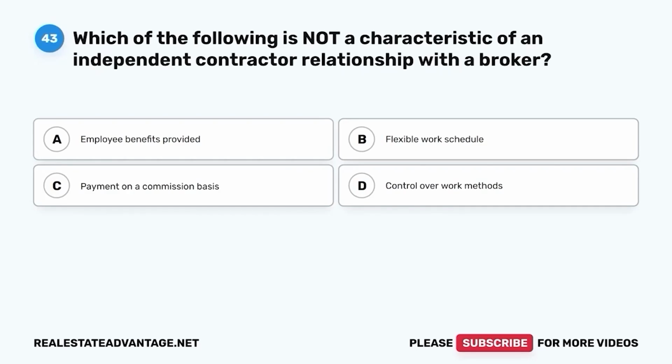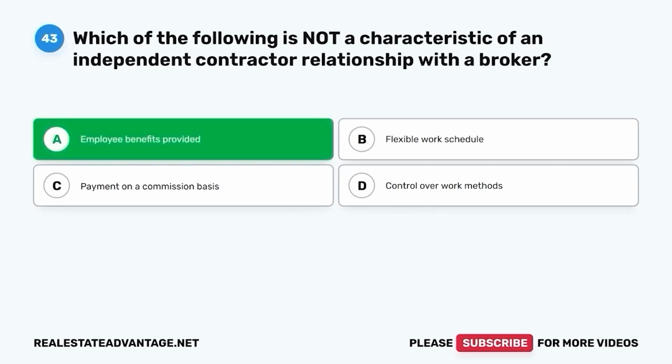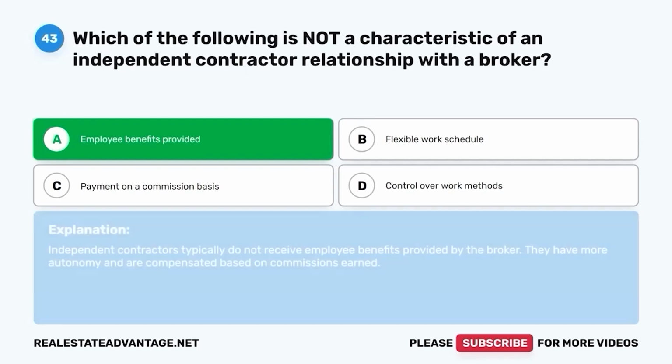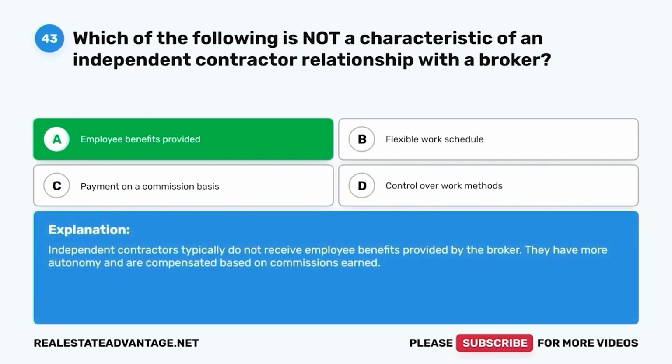Question 43. Which of the following is not a characteristic of an independent contractor relationship with a broker? A. Employee benefits provided. B. Flexible work schedule. C. Payment on a commission basis. D. Control over work methods. The correct answer is A. Employee benefits provided. Independent contractors typically do not receive employee benefits provided by the broker. They have more autonomy and are compensated based on commissions earned.